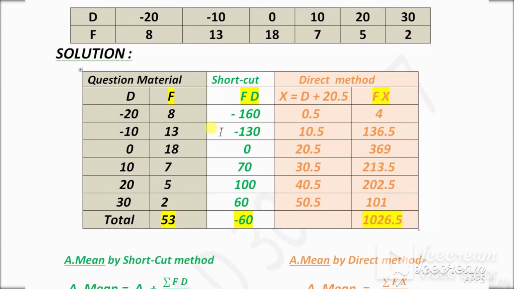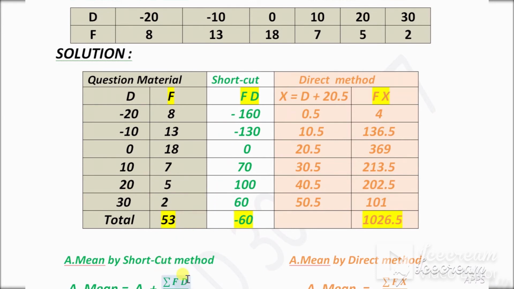Now look at this one. F and d are given in the question, so write this question as it is in the first two columns. Now the formula for the shortcut method is summation fd, which means f multiply d. So just multiply f with d. 8 multiply negative 20 is negative 160. 13 multiply negative 10 is negative 130. 0 multiply any number is 0. 7 multiply 10 is 70, 5 multiplied 20 is 100, and so on.